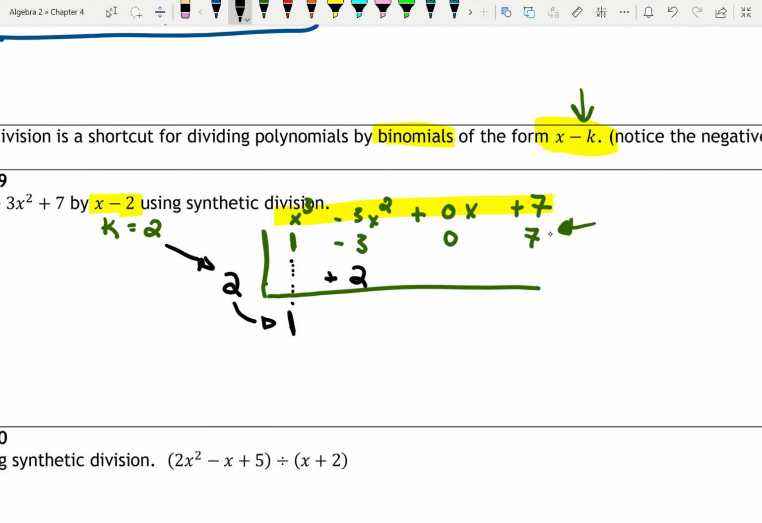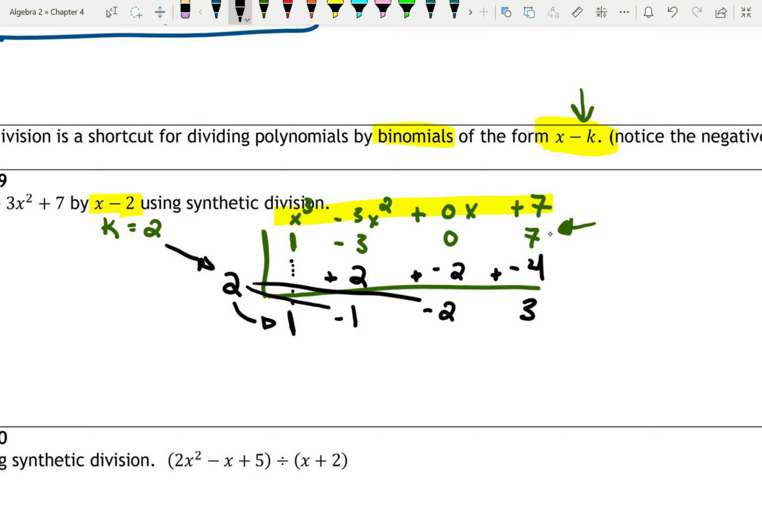-3 plus 2 gives you -1. And then you multiply again. So this is going to be 2 times the -1 gives you a -2. And then you add those 2 terms to give you -2. You distribute 2 times -2 gives you -4. You add those up and you get a +3 on the end. So that's kind of a wonky and odd situation we've got there.